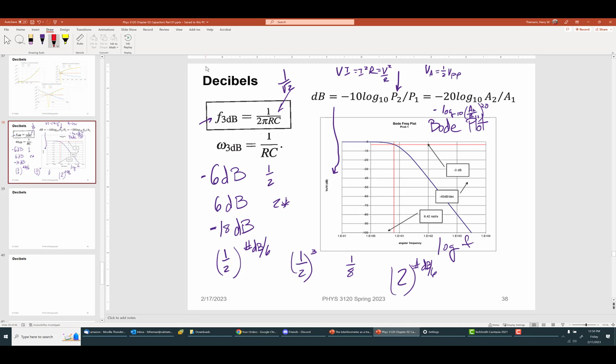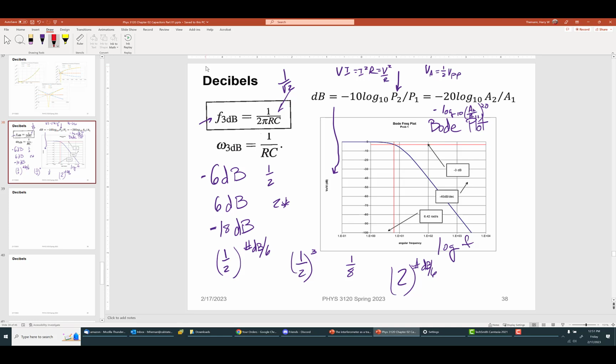I didn't say that yesterday, or maybe I didn't say it that explicitly. So for us right now, we're going to be looking at minus decibels. When we get into transistors, of course, then we can have positive decibels.